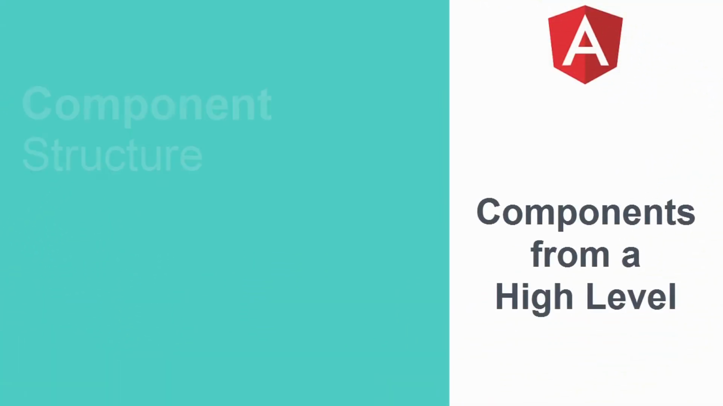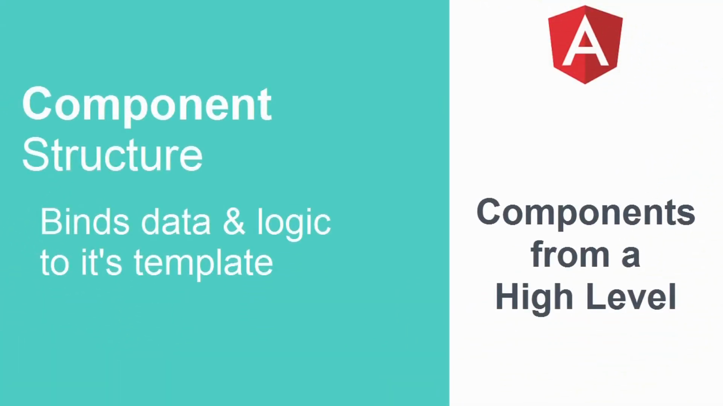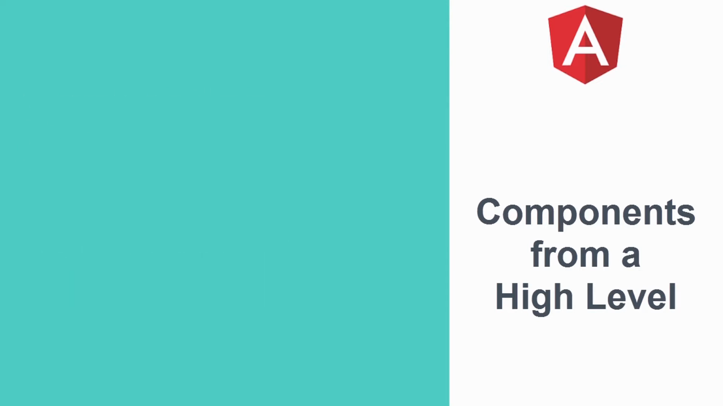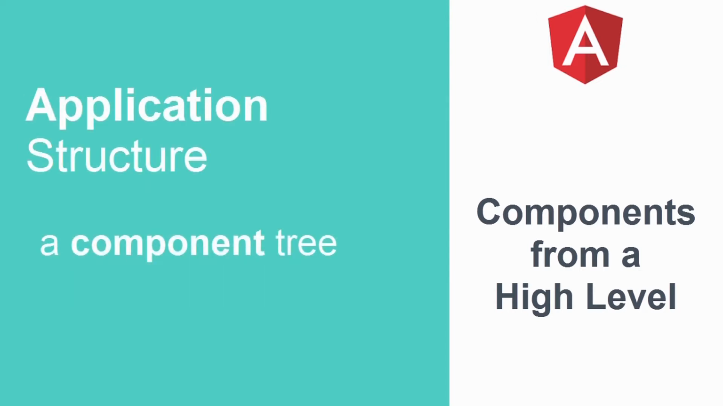A typical component binds data and logic to its template to create custom elements within an encapsulating view. An Angular application can be thought of as a big old component tree. The root of the tree is a component usually called app component. This grandparent component encapsulates the rest of the components, which are logically arranged in a parent-child style to compose the application's behavior, look, and feel.